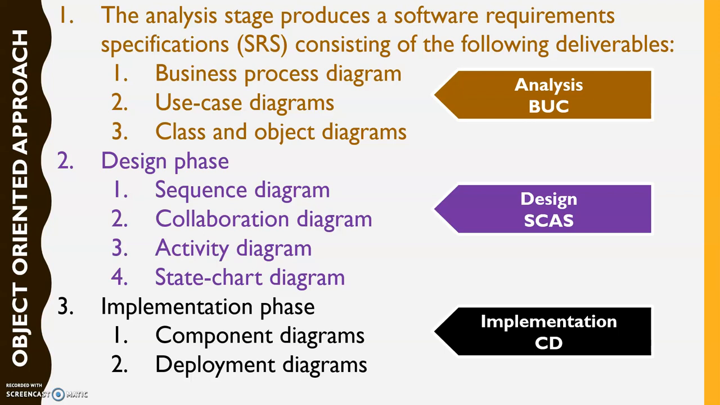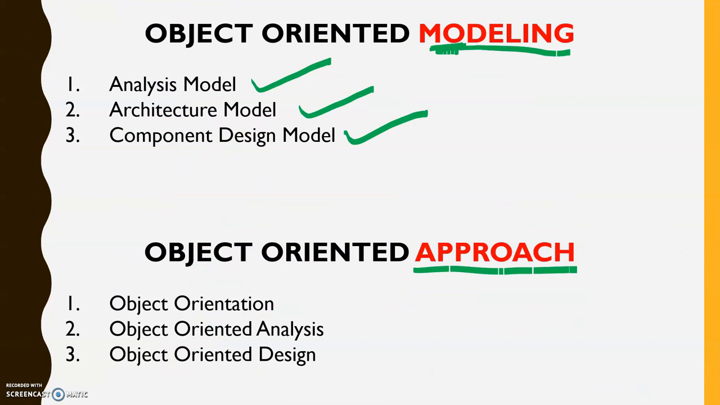And when we talk about the approach, there are three different approaches. One is the analysis approach, meaning which diagrams you are going to use for different phases. Then we have the design phase, and then the last one is the implementation phase. So in the analysis phase you have the business process diagram, then you have use case, and the last one is the class and object. In design you have sequence, then collaboration, then activity, and then state chart. And in implementation we have component and deployment. So this is about object oriented modeling and approach. So that's it for this session.